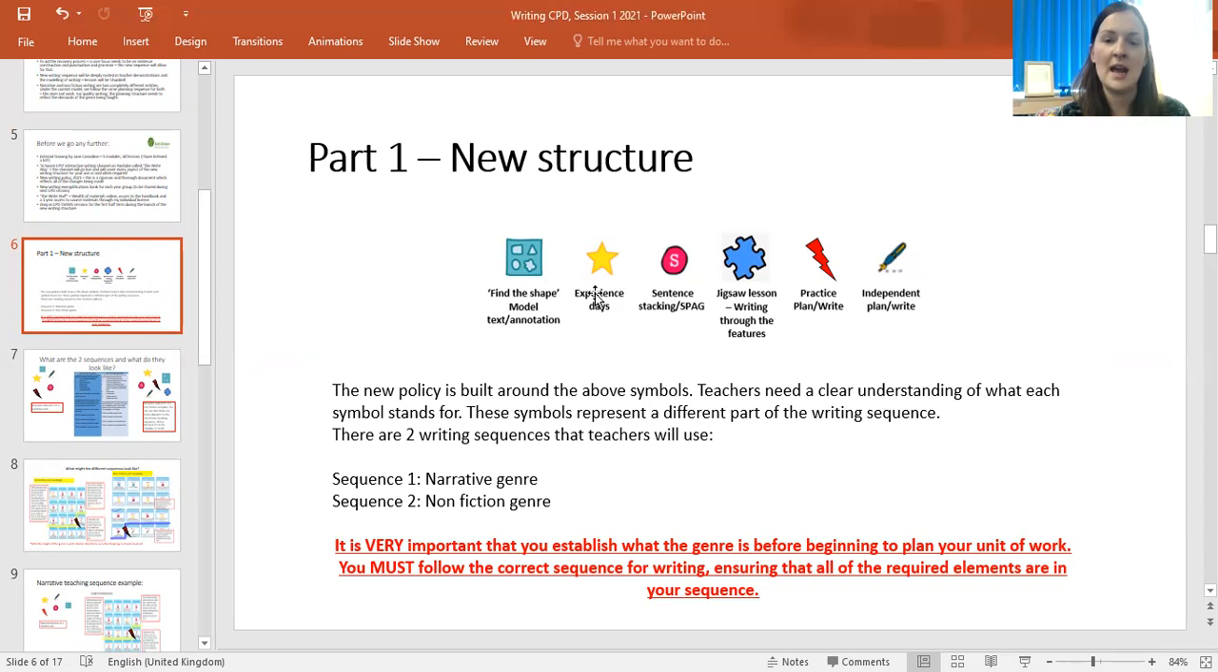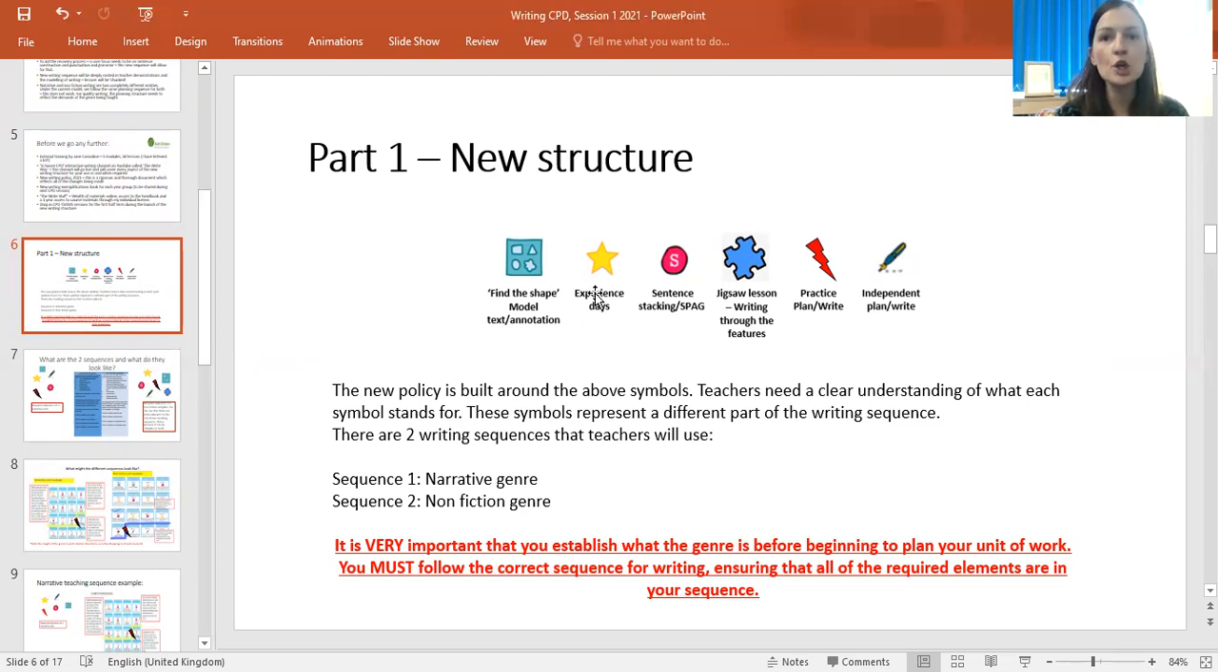So an experience day is a day, it's not off timetable, it's still to do with the writing sequence. It's a day where it's an exciting part of the writing structure, if you like. So it's a day where teachers carefully plan and drop in over the course of the sequence an opportunity for children to acquire the vocabulary and knowledge they need that will support their writing.